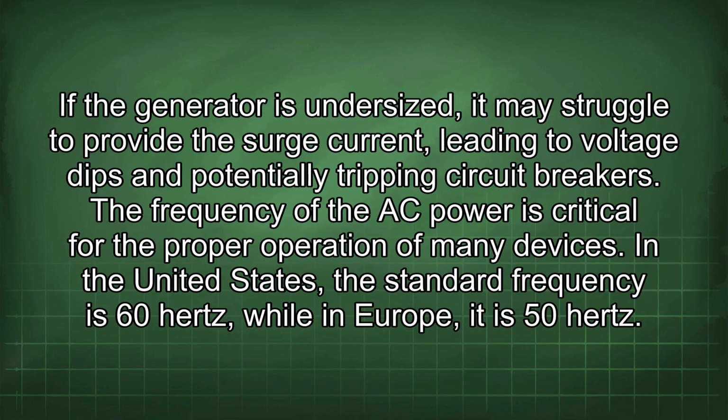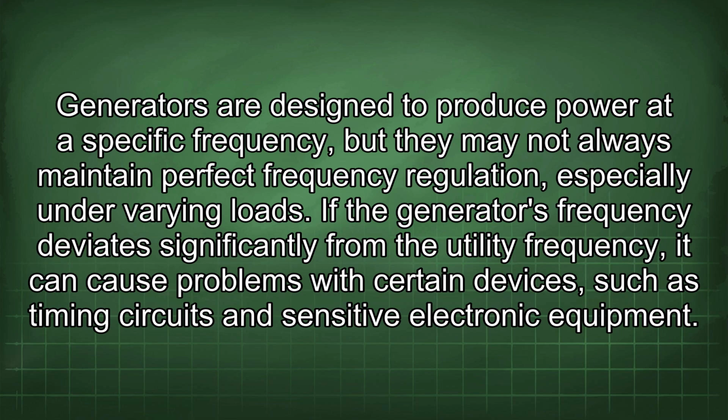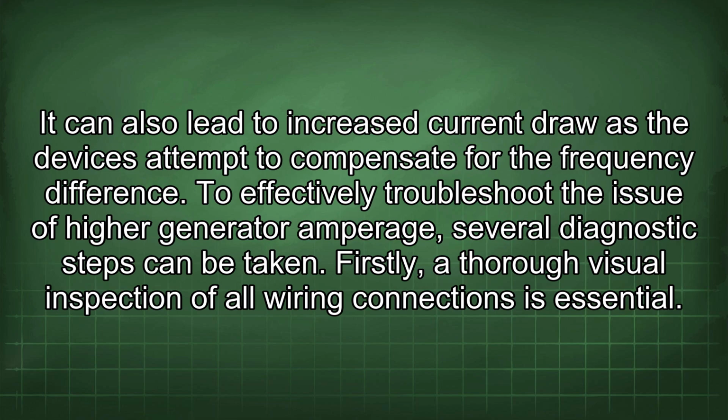If the generator is undersized, it may struggle to provide the surge current, leading to voltage dips and potentially tripping circuit breakers. The frequency of the AC power is critical for the proper operation of many devices. In the United States, the standard frequency is 60 Hz, while in Europe, it is 50 Hz. Generators are designed to produce power at a specific frequency, but they may not always maintain perfect frequency regulation, especially under varying loads. If the generator's frequency deviates significantly from the utility frequency, it can cause problems with certain devices, such as timing circuits and sensitive electronic equipment. It can also lead to increased current draw as the devices attempt to compensate for the frequency difference.